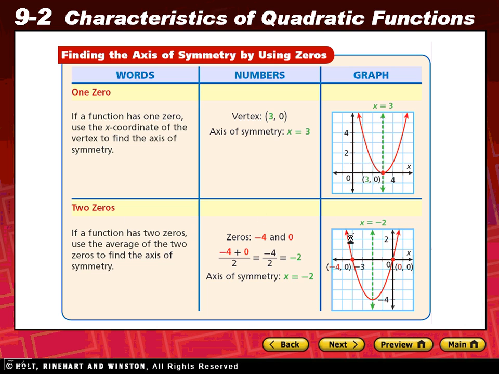Here we have a function that has two zeros. Look where that axis of symmetry is located. It's located halfway between -4 and 0. Those are the values of x that are on the x-axis. So it's located at -2. See that?